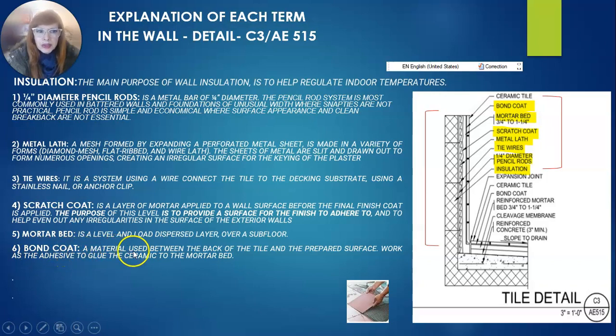The bone coat is a material used between the back of the tile, because the tile is this one, the back of the tile and the prepared surface. The prepared surface is the mortar bed. It works as the adhesive to glue the ceramic to the mortar bed. They glue, okay, the ceramic to the mortar bed.